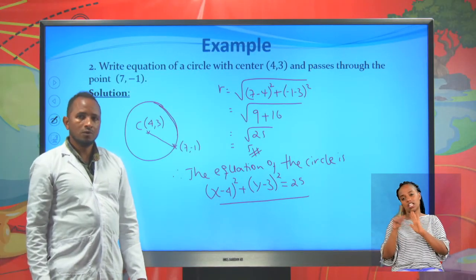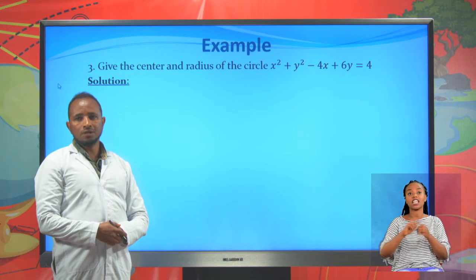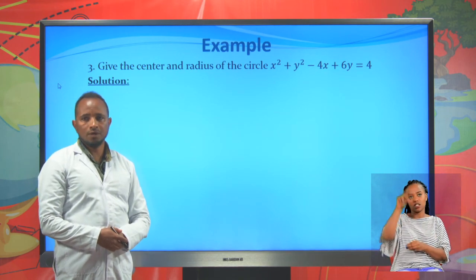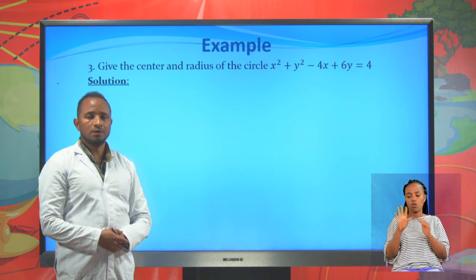Now let's continue to the next example. Here it says, give the center and radius of the circle x squared plus y squared minus 4x plus 6y is equal to 4.